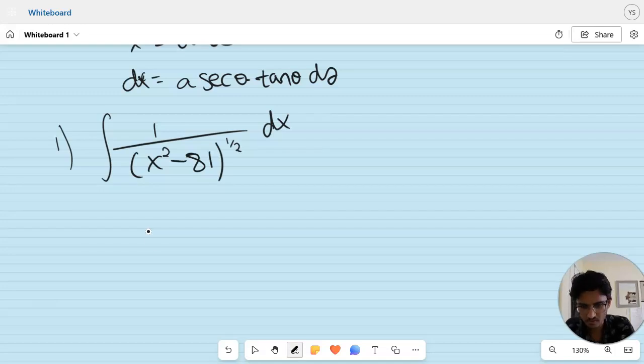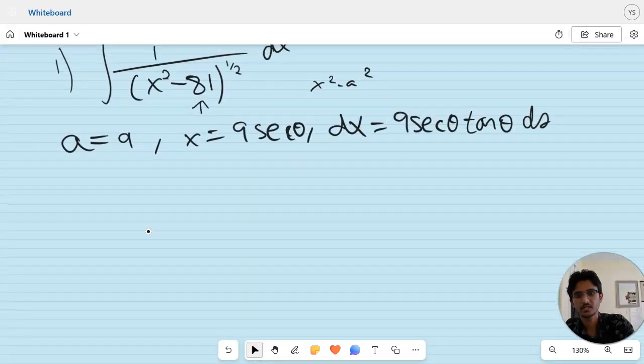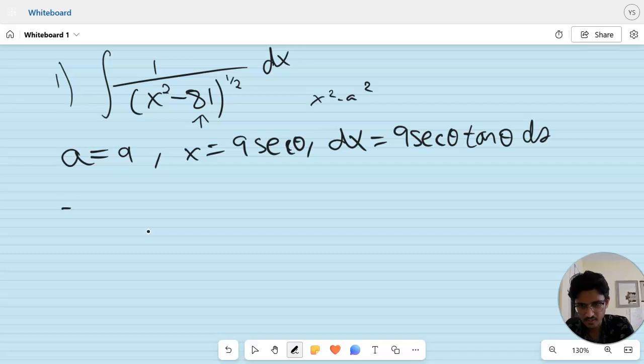So what is our a going to be in this case? Remember this a is squared, so a is going to be 9 in this case. Our x is going to be 9 secant theta, and our dx is the derivative of secant, which is 9 secant theta tangent theta d theta. Okay, so let's sub this in and see how things get kind of nasty.